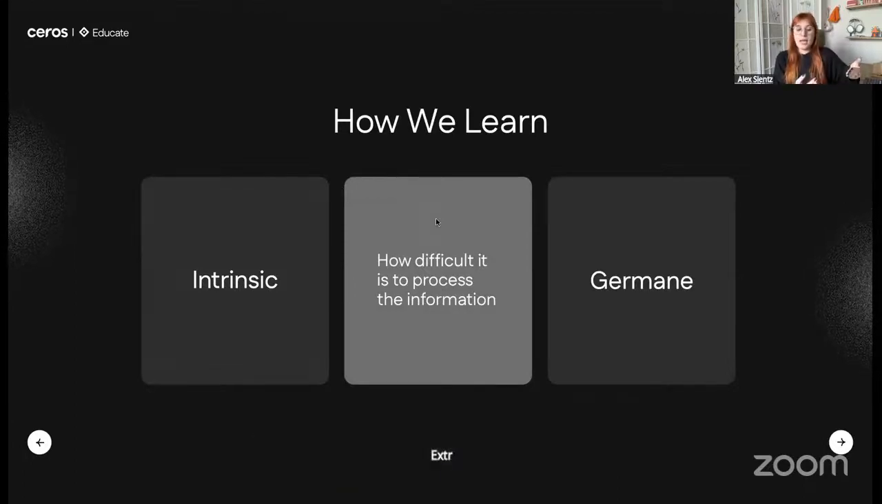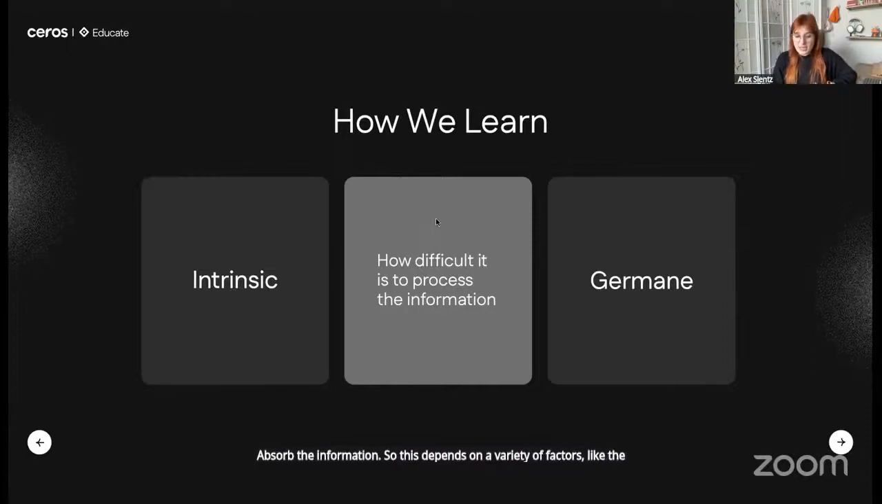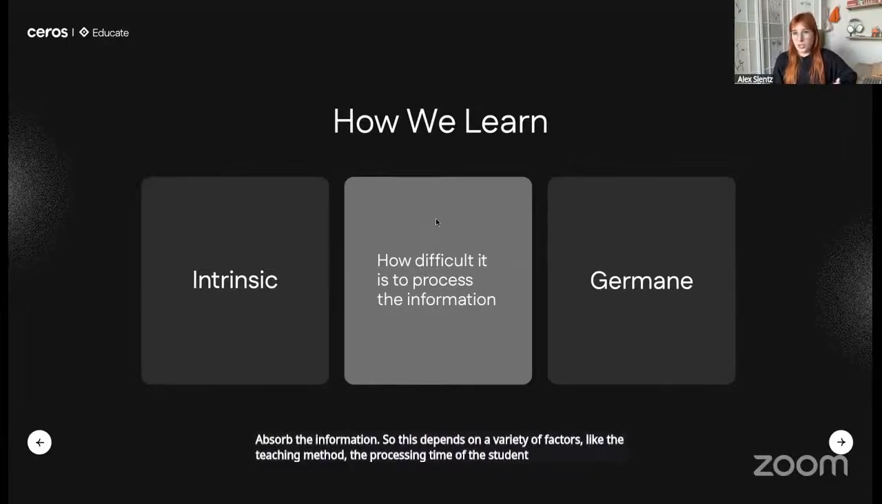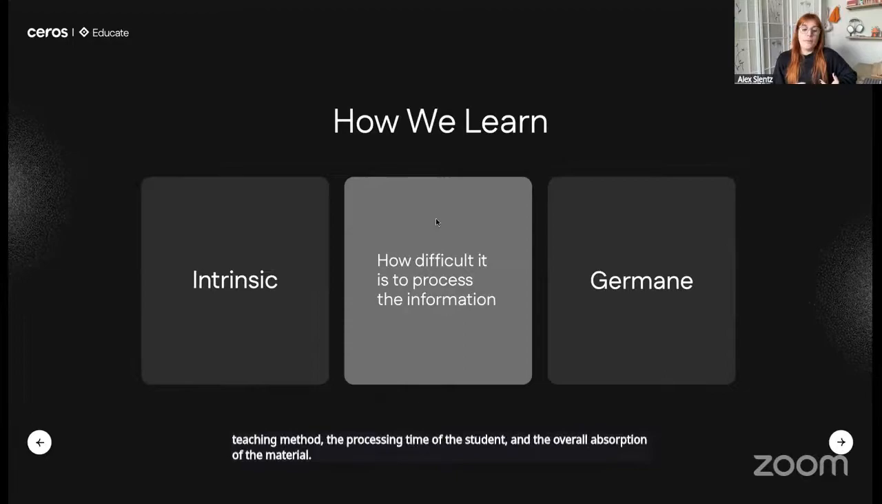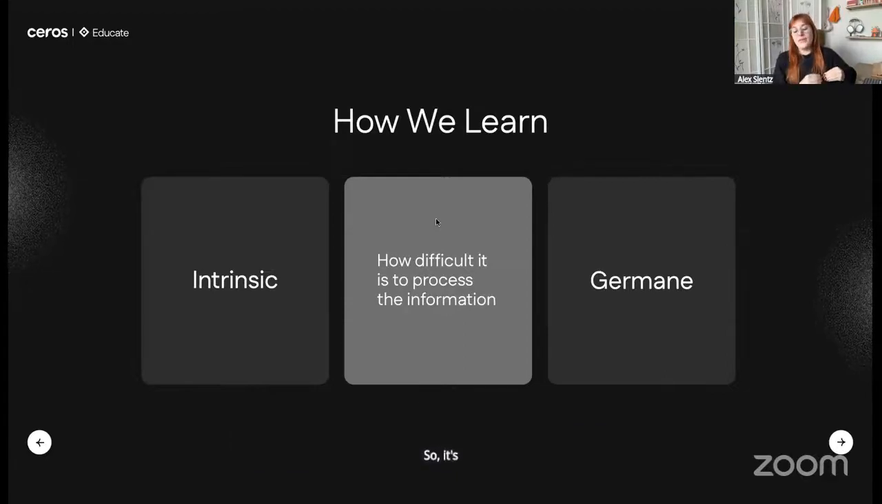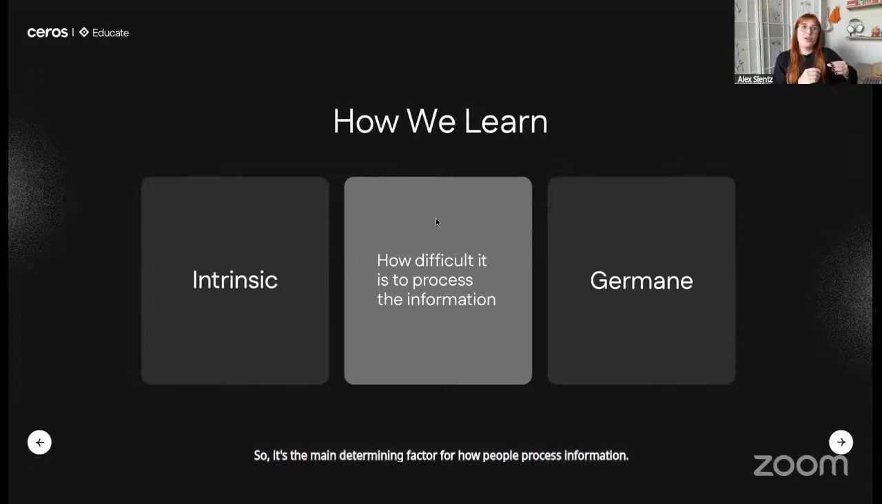Extraneous load is how difficult it is for the person to absorb the information. So this depends on a variety of factors like the teaching method, the processing time of the student, and the overall absorption of the material. It's the main determining factor for how people process information, but it's also so different across a variety of people. One of these things is learning disabilities.